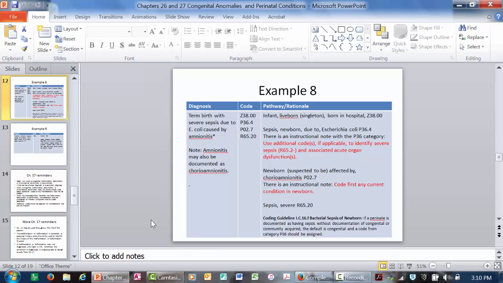And then we have the chorioamnionitis, and to help us in our sequencing, there's an instructional note that says code first any current condition in the newborn, and in the case of this newborn, the baby has the sepsis, and that comes in front of the chorioamnionitis code.